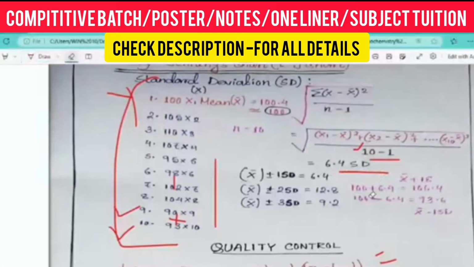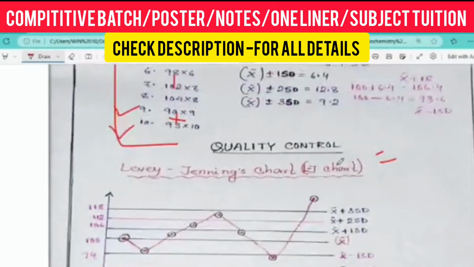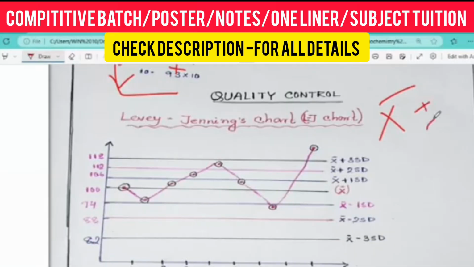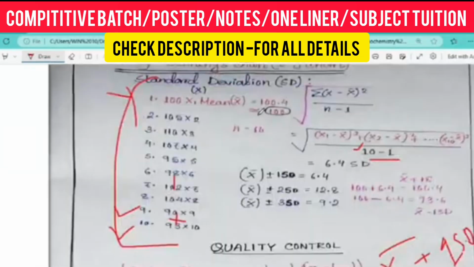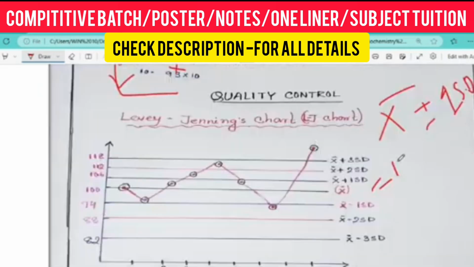Now here I am taking three things. One is x bar plus or minus 1 SD. Just focus here. If you are not able to understand, tell me. What is x bar here? 100, right? So taking the plus first, plus 1 into SD. What is the SD? 6.4, right? So we are getting 106.4. Yes or no?